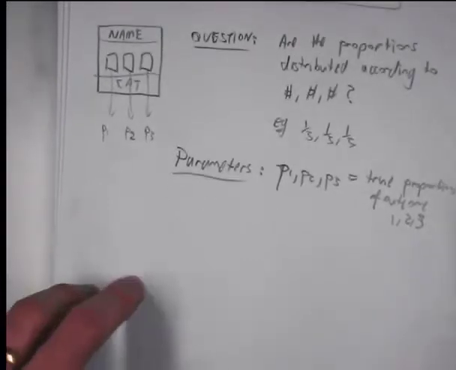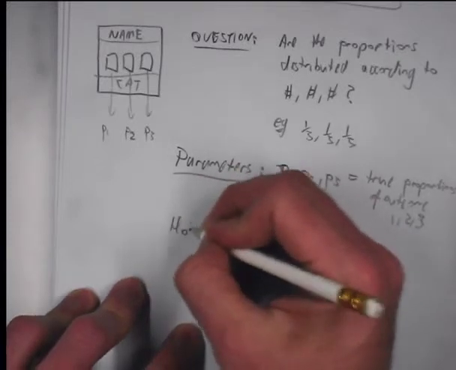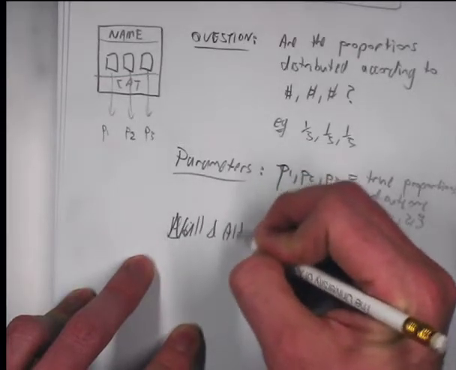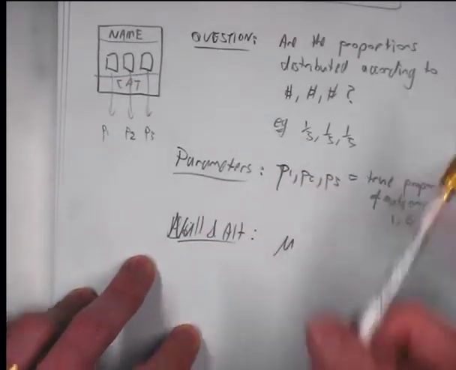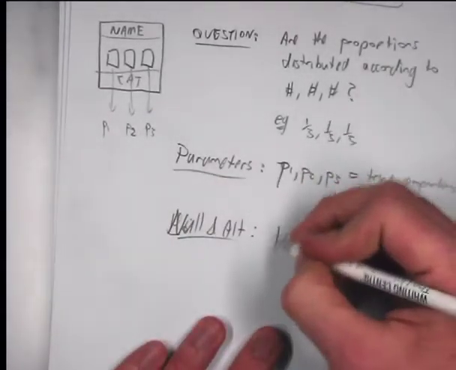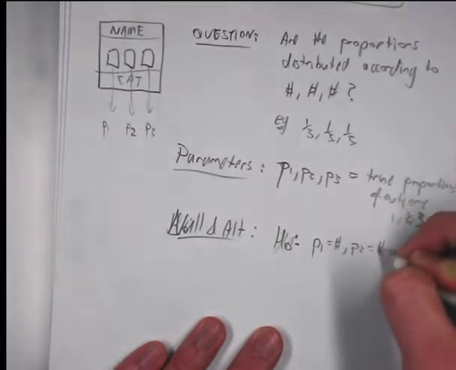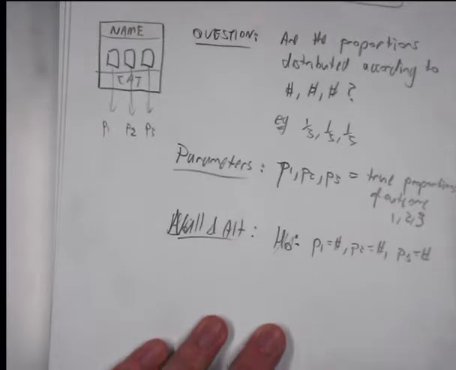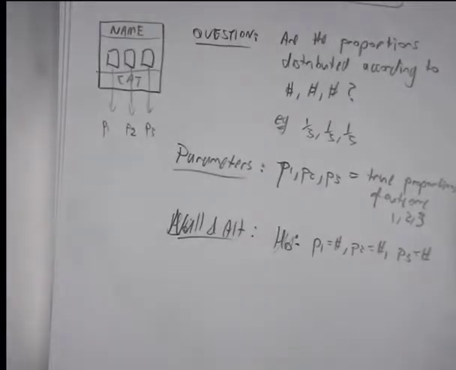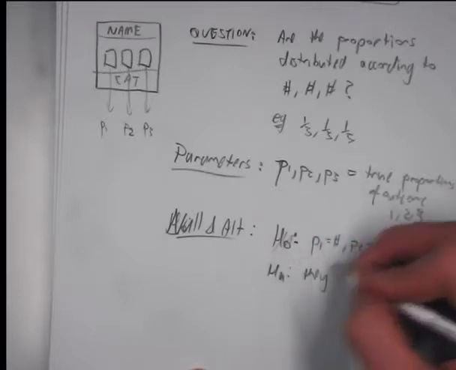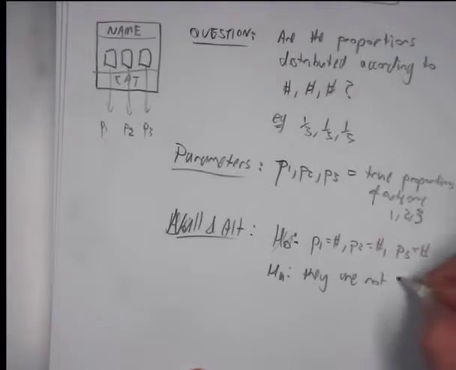Okay, and then you will have that my null and alternative hypotheses are that H naught is that P1 is whatever number you think it is, P2 is whatever number you think it is, P3 is whatever number you think it is. And HA is that they are not equal, or at least one of them is not equal. They are not all equal.